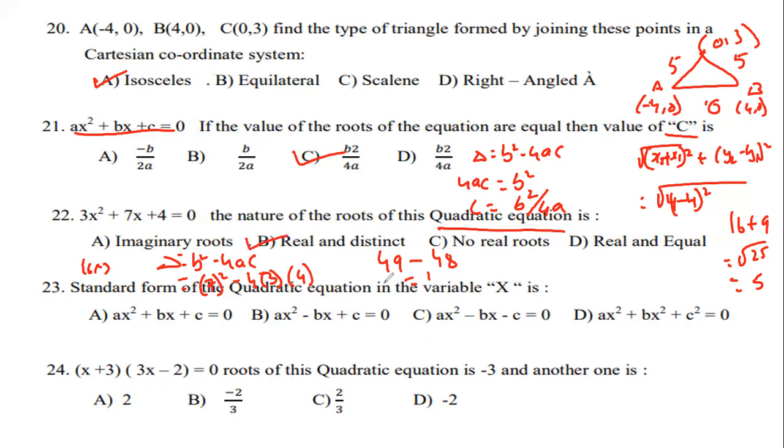So which option is right? Option B is correct. Next, standard form of the quadratic equation in the variable of x is dash. So ax square plus bx plus c is equals to 0.